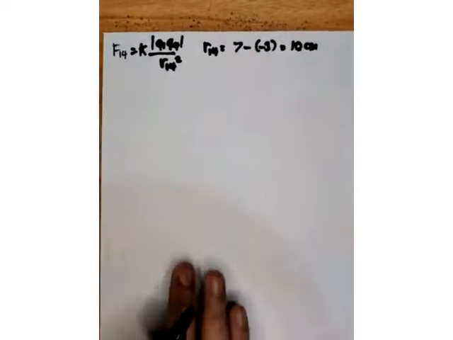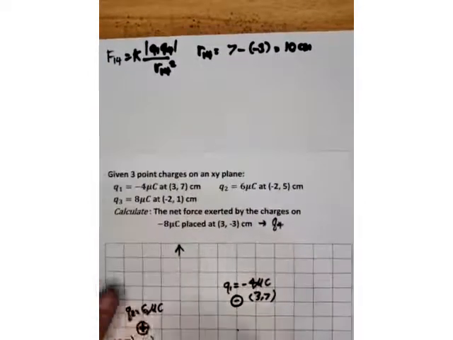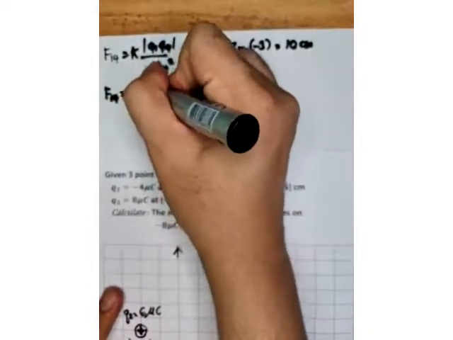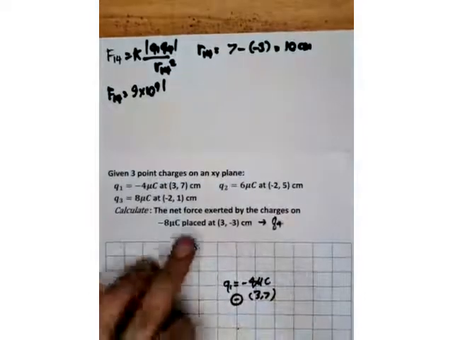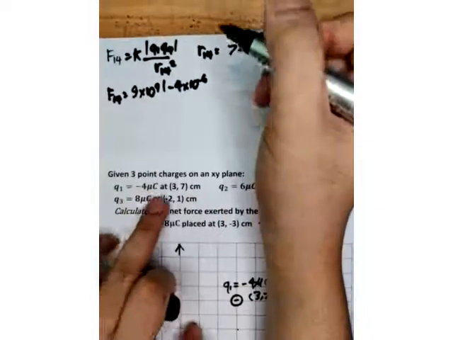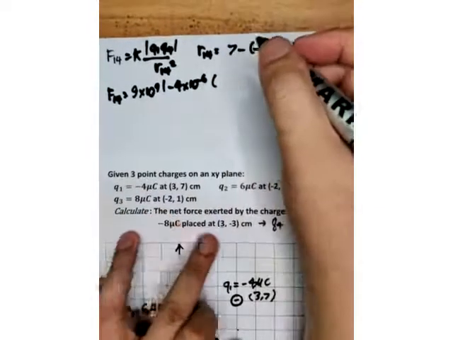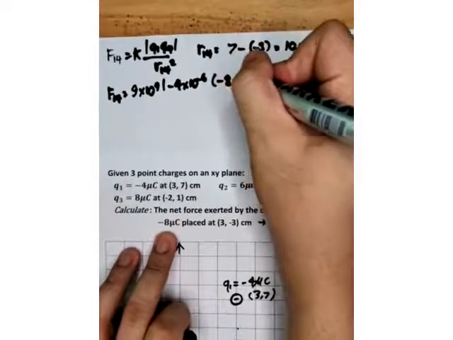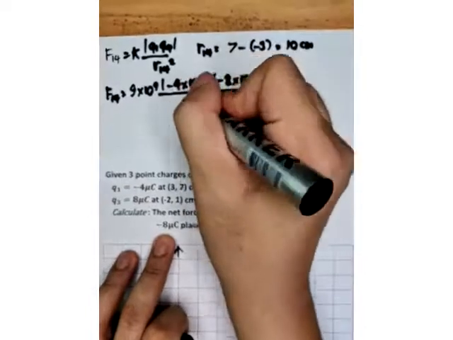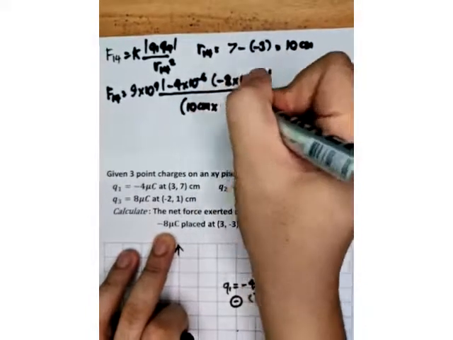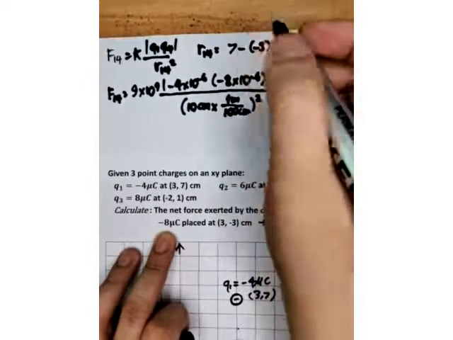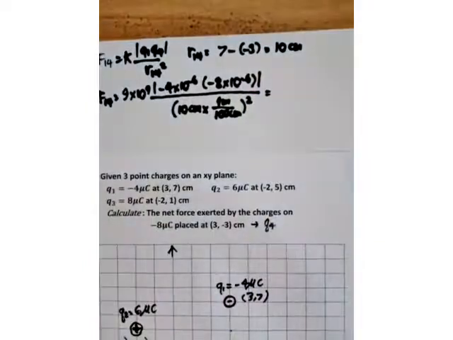So ang gagawin natin yan is i-compute na natin. Therefore, F14 is equal to 9 times 10 to the 9 times, ang Q1 natin ay negative 4 times 10 raised to negative 6 because that's micro. Times, yung Q4 natin is negative 8 times 10 raised to negative 6, all over, convert natin yung 10 cm, multiply natin ng 1 meter over 100 cm squared. So what is the magnitude of the force?